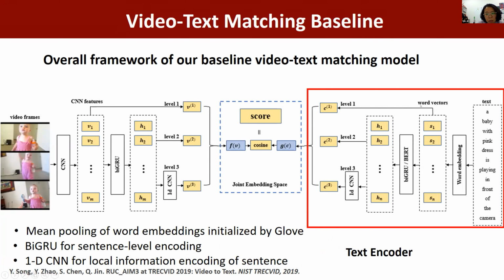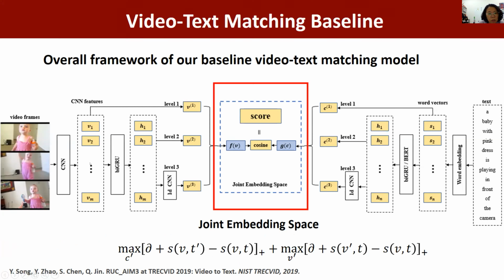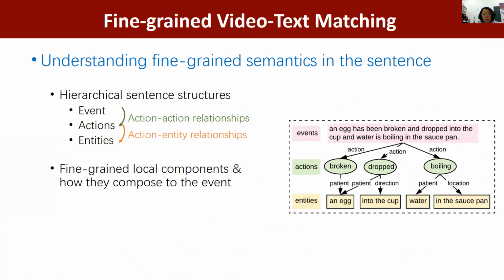And similarly on the text side, from the query sentence, we also perform the 3-level embedding. Level 1 is again just mean pooling over the word embeddings. Level 2 applies a bidirectional GRU over the sequence to try to capture the temporal information. And level 3 applies a convolutional neural net to try to capture some local information. With the embeddings from both sides, we project them into the joint embedding space, and we optimize the joint embedding space with the triplet loss. So that's the baseline.